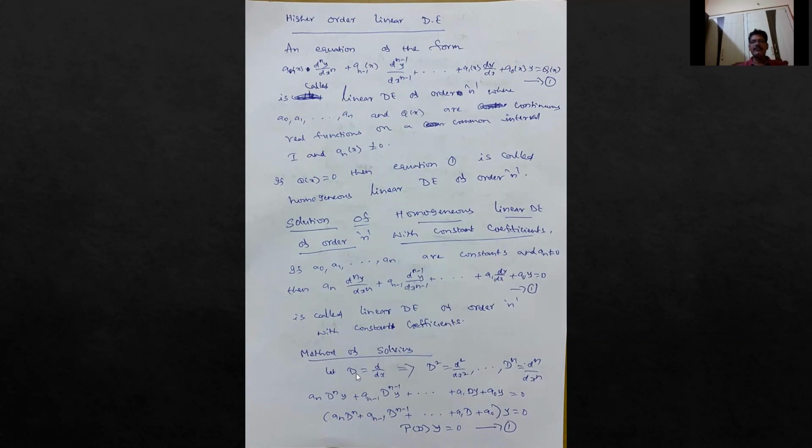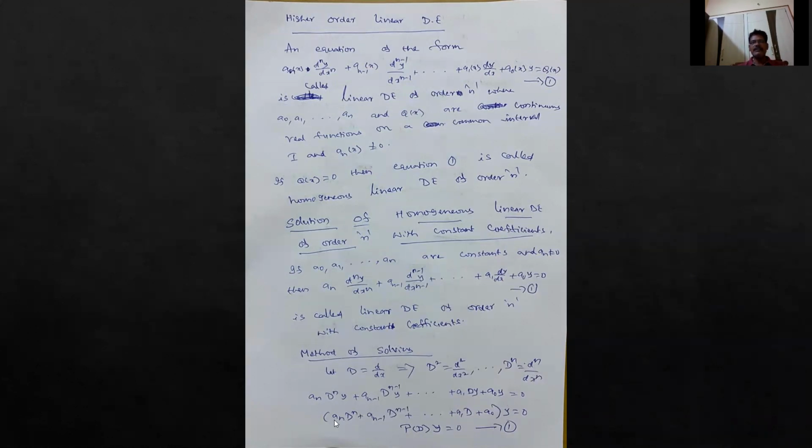First, let capital D equal d/dx. Therefore, you can write D^2 = d^2/dx^2, D^3 = d^3/dx^3, and so on, D^n = d^n/dx^n. So, substitute these values in equation 1. We'll get a_n D^n y, a_{n-1} D^{n-1} y, and a_1 Dy and a_0 y equals 0.